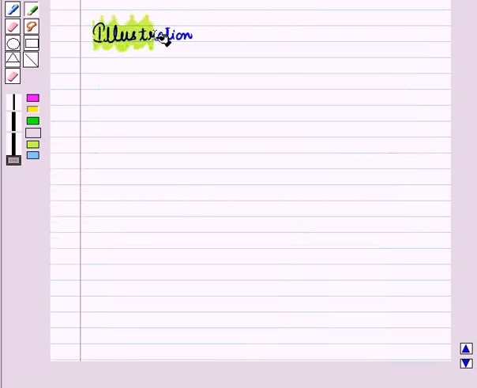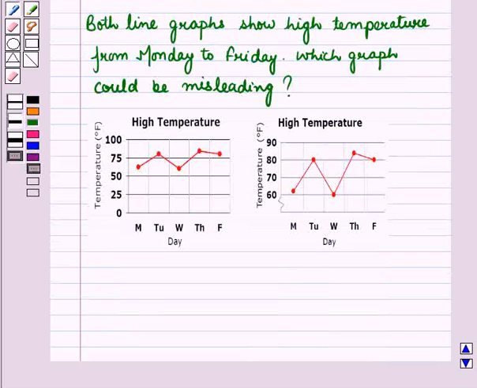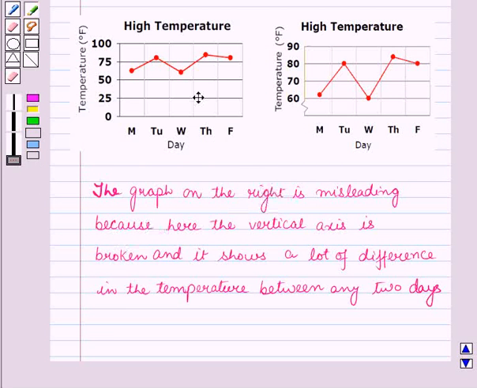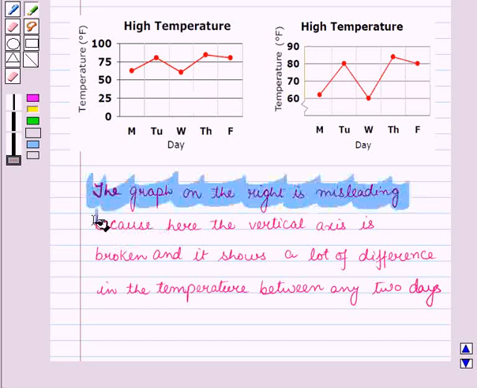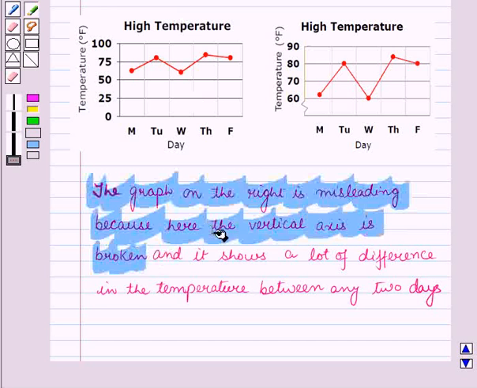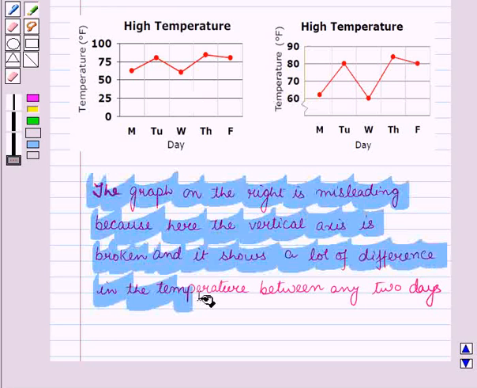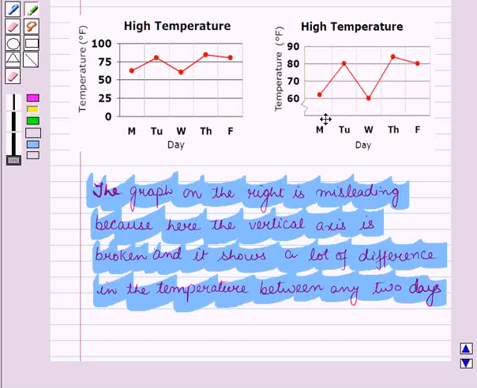Now, let us see an illustration. Here, both line graphs show high temperature from Monday to Friday. Which graph could be misleading? Both graphs represent the same data. And here, the graph on the right is misleading because the vertical axis is broken and it shows a lot of difference in the temperature between any 2 days. So, the graph on the left is the appropriate display of the data.